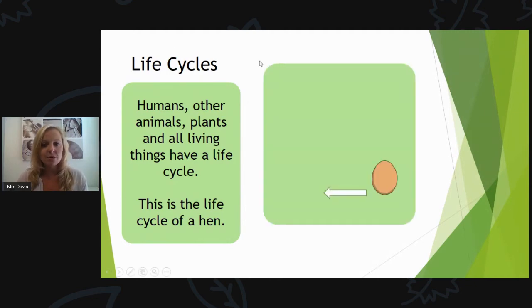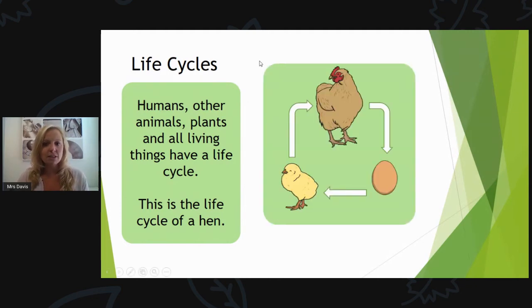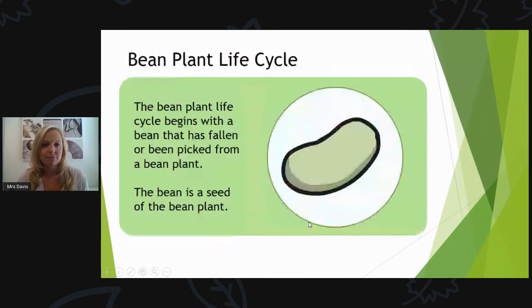So for example, we've got the life cycle of a hen, haven't we? We've got an egg that goes through to a chick that goes through to a hen. Okay, and then the hen will then lay the egg again, and then the egg will then hatch, and out comes a chick. Okay, we've done this. We looked at this last week. Okay, so that's the life cycle, and it keeps going round and round.